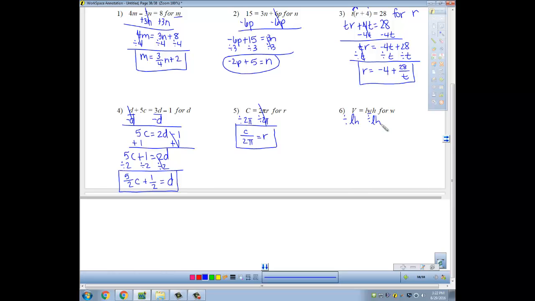Notice how I make my L. It's a cursive lowercase l, so it doesn't look like a 1. So either make it a lowercase cursive or make it a capital print L. So V divided by LH is just V over LH. And then those LH's will cancel to be left with W.